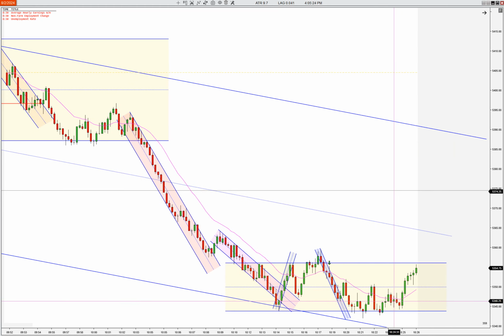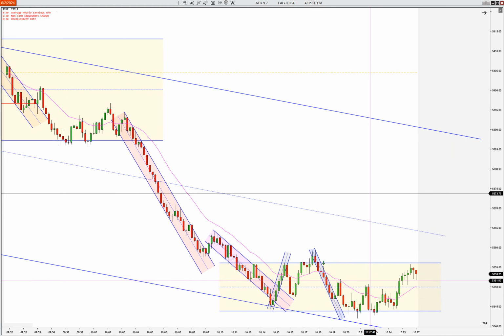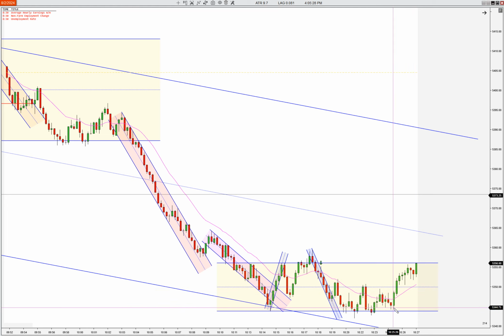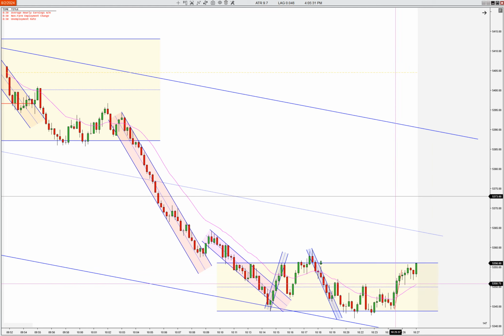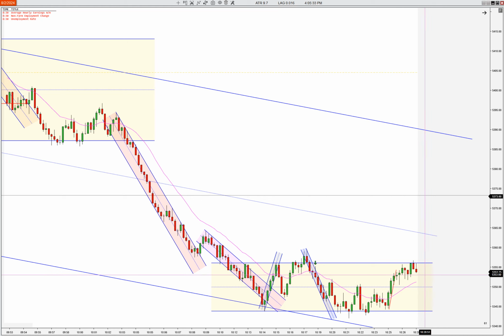And that range low did hold. Let's see if we turn back up at the highs. Obviously a little micro channel here. It looks like it's got to break a new high. Turns right at that resistance there.